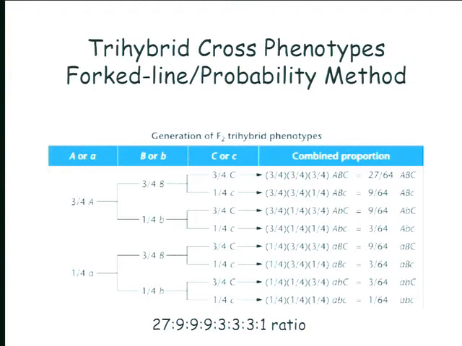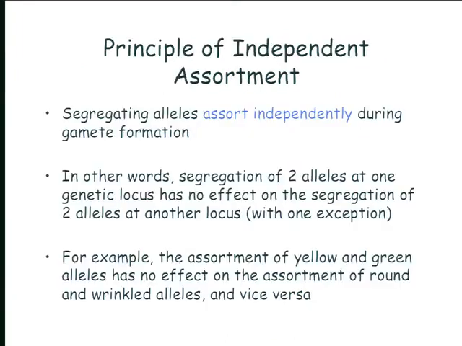So I want to move on now and briefly touch on the principle of independent assortment, which hopefully is familiar to most of you. And that principle, as described by Mendel, asserts that segregating alleles assort independently during gamete formation. So one is not dependent on the presence of another. The segregation of any 2 alleles for one gene has no effect on the segregation of 2 alleles at another gene, with one major exception that I'm going to come back to.